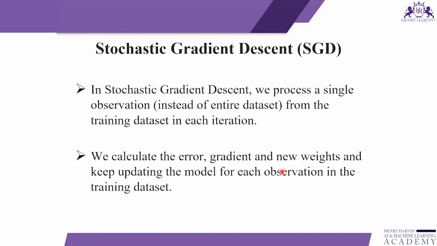What is stochastic gradient descent? In stochastic gradient descent, we process a single observation instead of the entire data set from the training data set in each iteration. So we calculate the error, gradient, and new weights, and update the model for each observation in the training data set. So this is a changed version of the gradient descent method, where the model parameters are updated on every iteration.